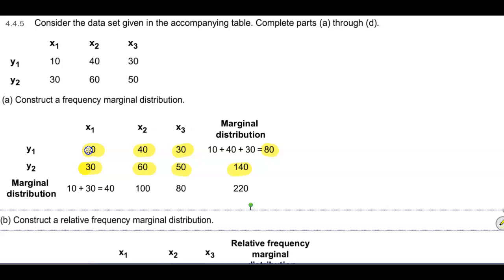Okay, now we want to take the columns. The column totals for each category are found by adding up the cell entries in each row of that column. And the column totals represent the distribution of the column variable. So if we look at column x1, 10 plus 30 gives us a total of 40. If we add up 40 plus 60, that gives us 100. And 30 plus 50 gives us 80.